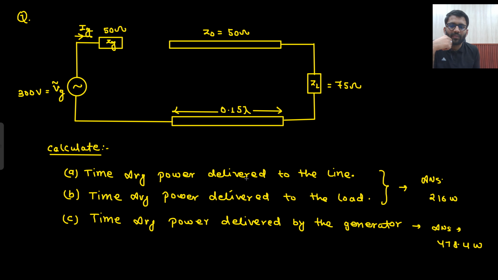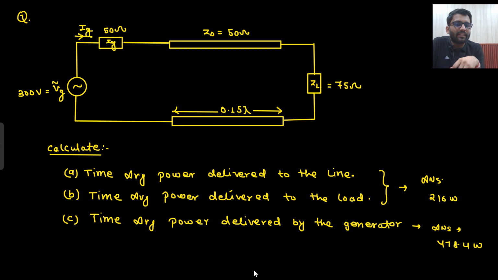Have you seen this problem anywhere? They are talking about time average power delivered to the line, load, and power delivered. So no need to make a switch. Simply a line would also be there, because they are not talking about P in plus. What they are talking about is time average power delivered to the line or to the load. And in the third one, they are asking time average power delivered by the generator.